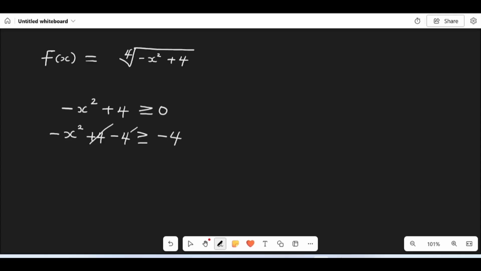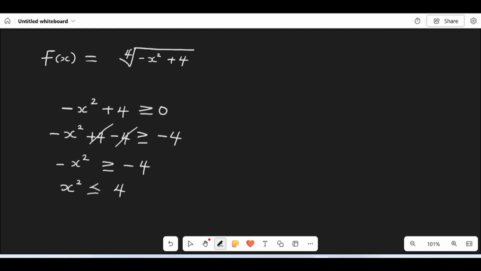This cancels this. Minus x squared is greater than or equal to minus 4. Multiply both sides by minus 1 and flip the inequality sign. So we are going to have x squared is less than or equal to 4. This is a quadratic inequality.